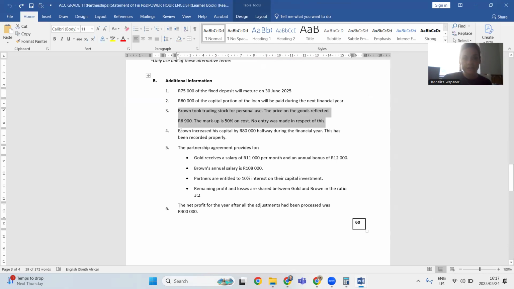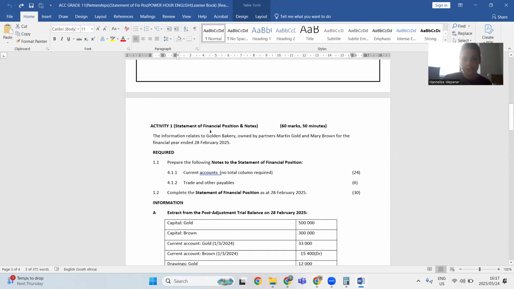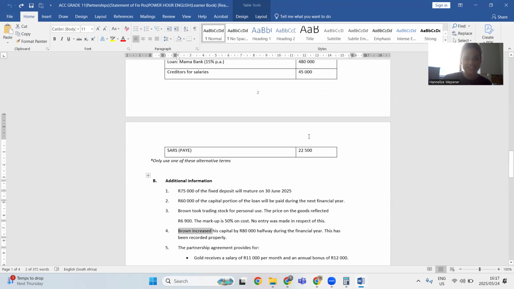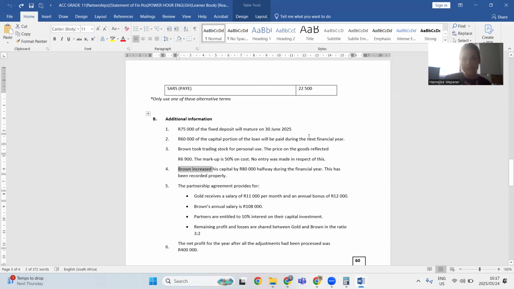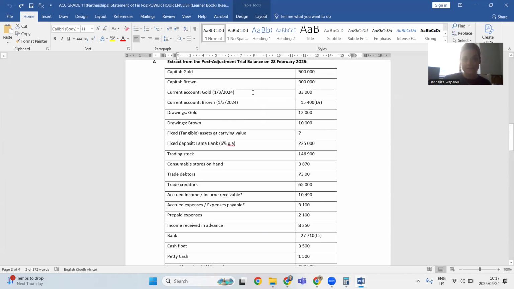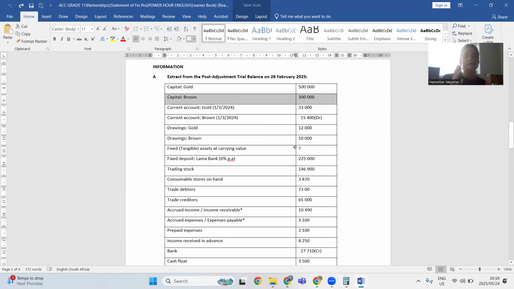Then Brown increased his capital. I was pretty sure it's a she. Mary Brown, yeah, so she. Partner Brown increased her capital by 80,000 Rand halfway during the financial year. This has been recorded properly. In other words, the capital balance that we see here is after the additional transaction for the current financial year. So in other words, you now first need to work back to see what the balance of this account was on the 1st of March 2024.